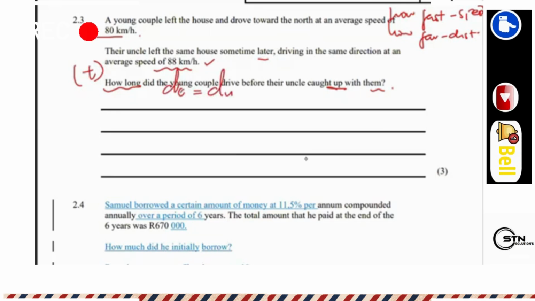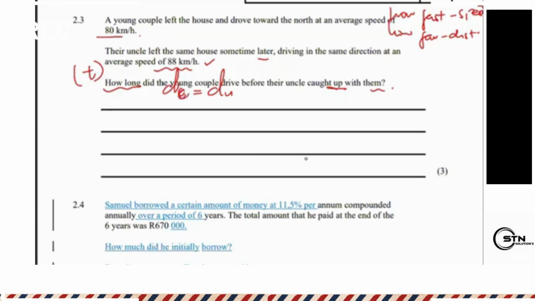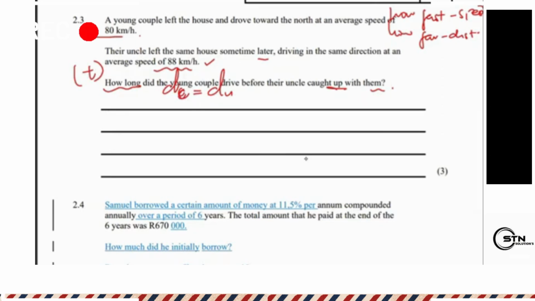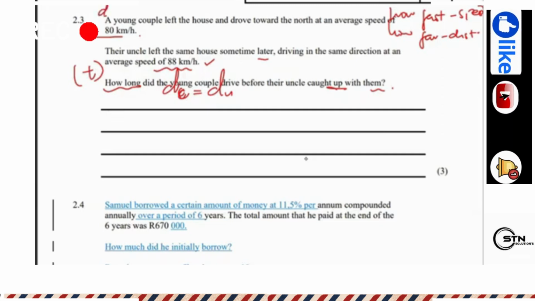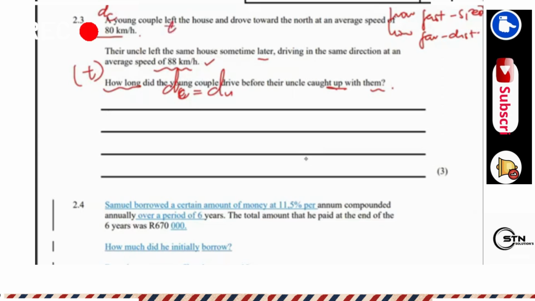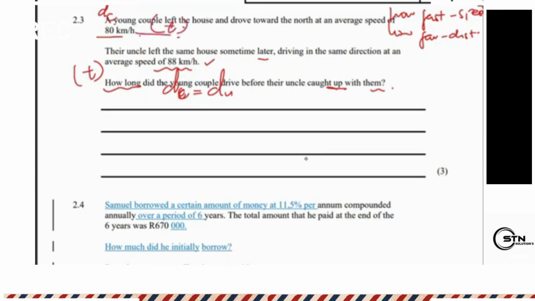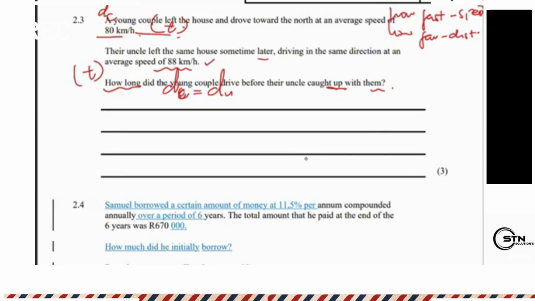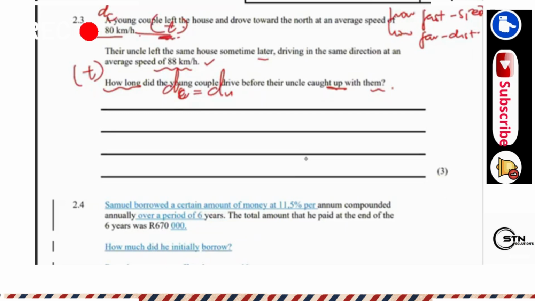Okay. Now, how do we put this in simple terms? Okay. So what I'm going to do is, if the distance of the couple is DC, and let's say these people traveled for a certain time T, which I don't know. It simply means that the uncle must have also traveled some extra time. Okay, the time of these ones minus the time that the uncle traveled.